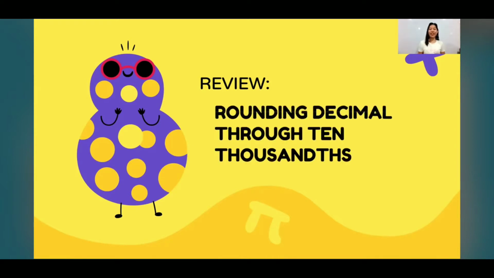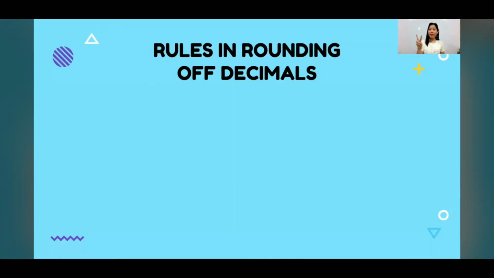Good recall. Our topic last meeting was about rounding decimal through 10,000s. So last time we talked about the different rules in rounding of decimals. So we only have two moves. Either we will round it up or we will round it down. When we say round up, what do we do? Okay, we add 1. How about round down? We retain or we just simply copy the number. We will not add 1 or we will not subtract 1. We will retain the number.